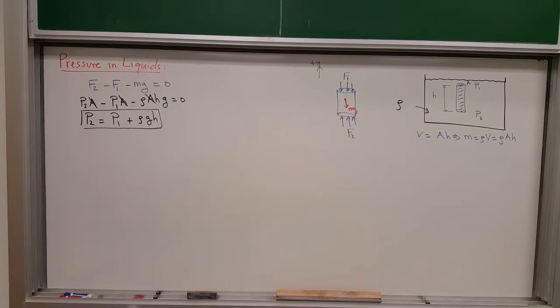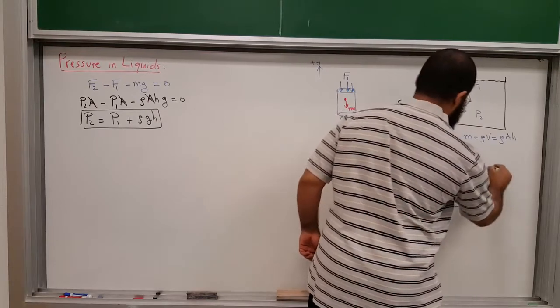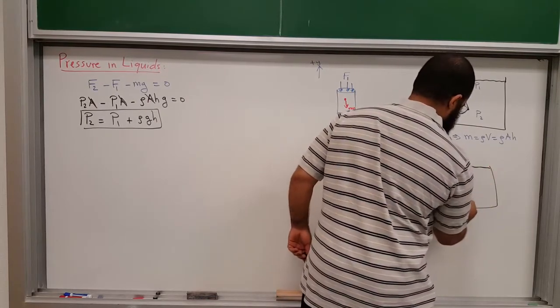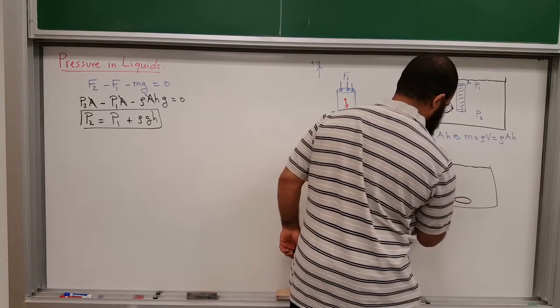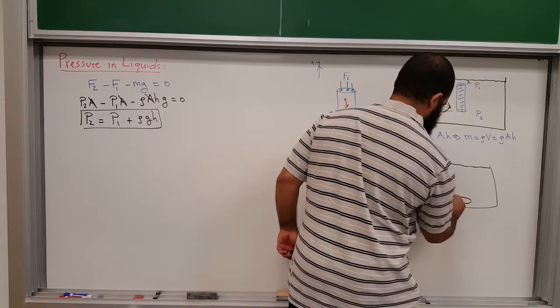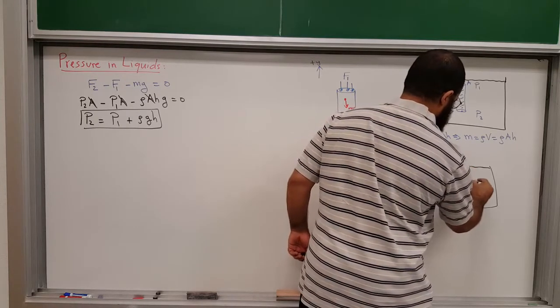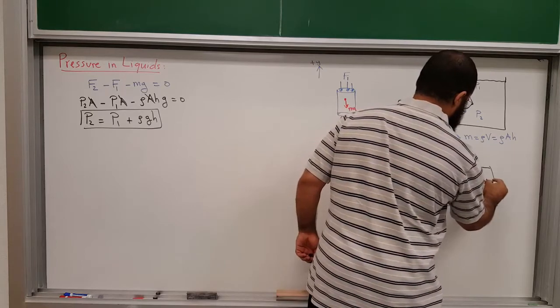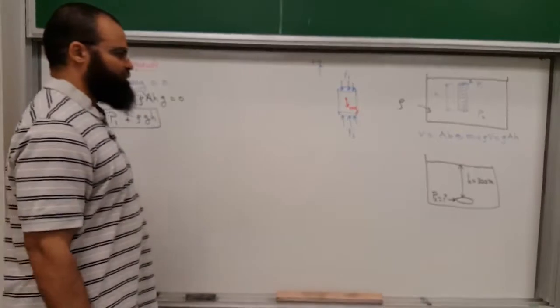So let's take an example of a submarine 300 meters deep into the water. What's the pressure there? So here is the water, and the submarine, let's say, is here. And the question is, what is the pressure here? P2 equals what? The depth is 300 meters. And you will see it will be incredibly large, huge.